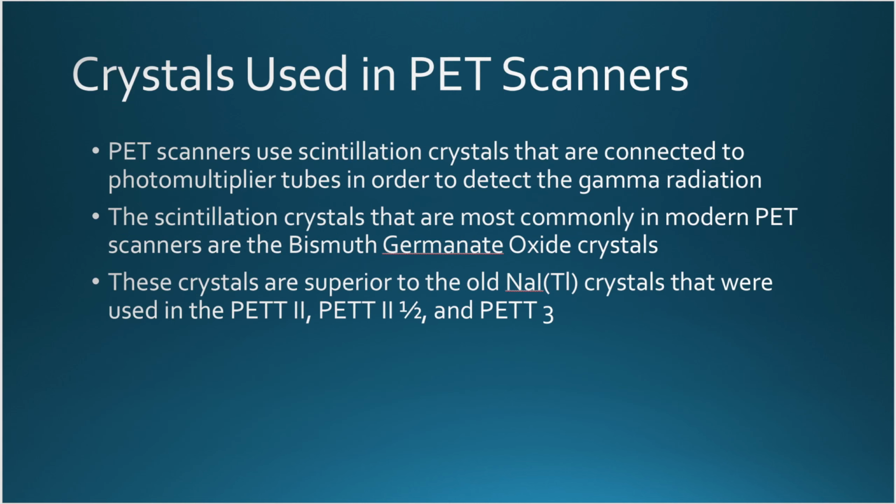To go back a little bit and talk briefly more about it, essentially why we are using these new bismuth germanate oxide crystals is because they can hold more energy and they will also result in us getting better imaging for the body. So we basically just switched crystals over so we could have better imaging.